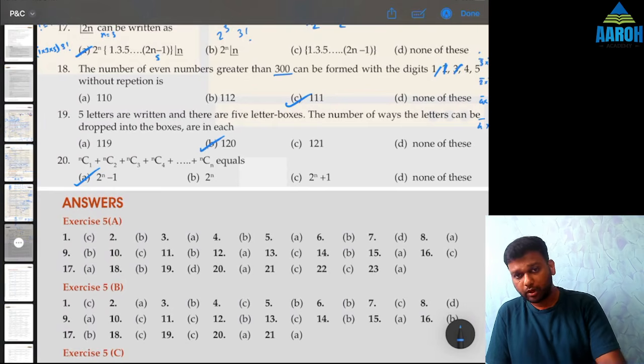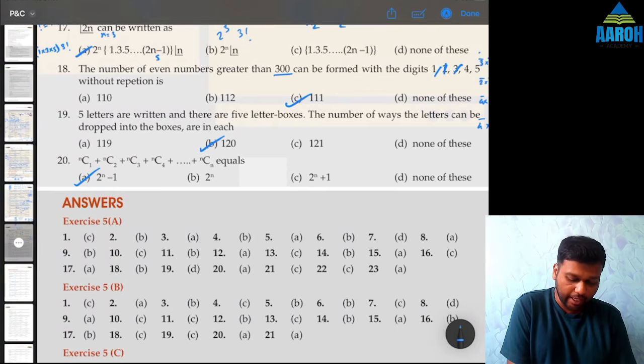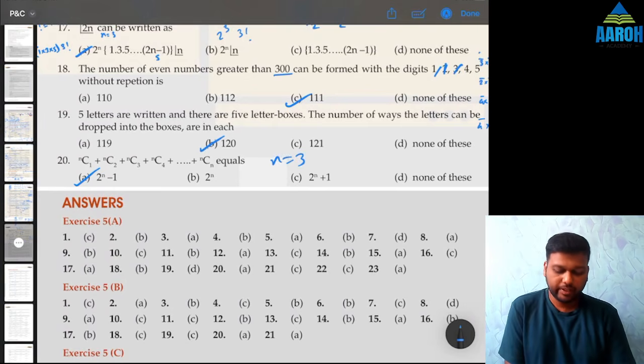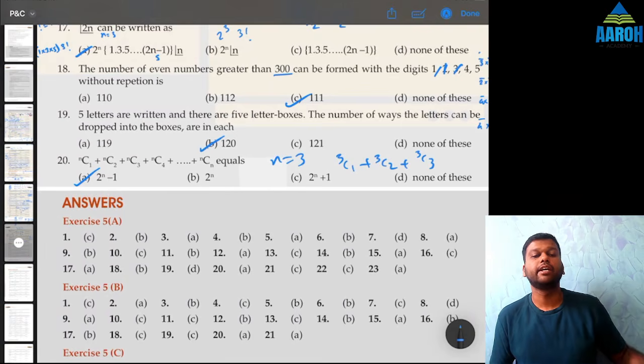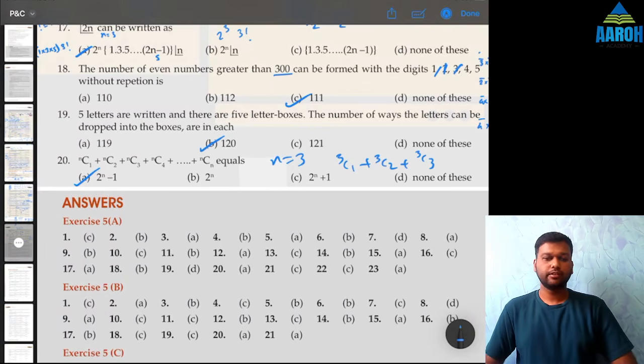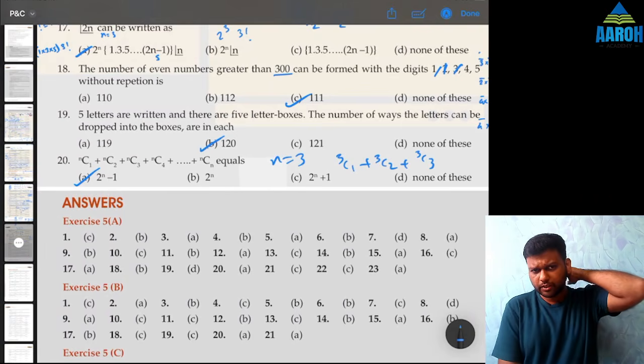Again, if you don't remember the formula, you can assume n as maybe 3. So it will be 3C1 plus 3C2 plus 3C3. Add it and then check it against the options. That will give you the answer. Okay, fine. So I hope this was clear to you.